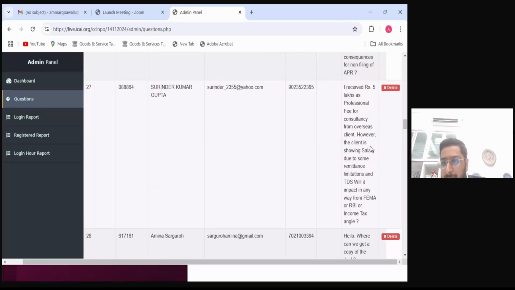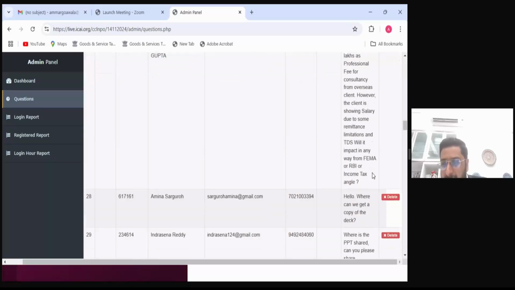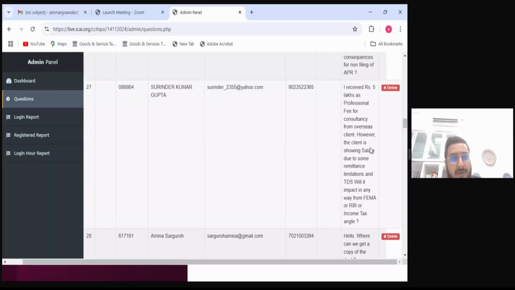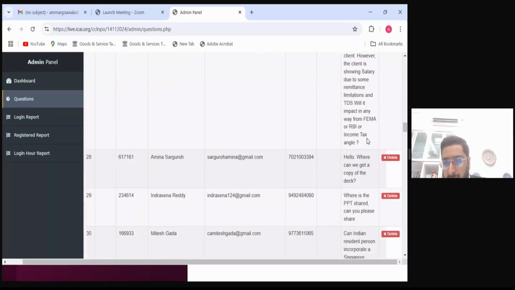I have received 5 lakhs professional fees for consultancy from an overseas client. However, the client is showing it as salary due to some remittance limitations and TDS. Will it impact FEMA or income tax in any way? Actually, I didn't understand the question. See, if you have raised an invoice, you have an FIRC, and you can justify that you have done your service, then I don't think there should be a problem.